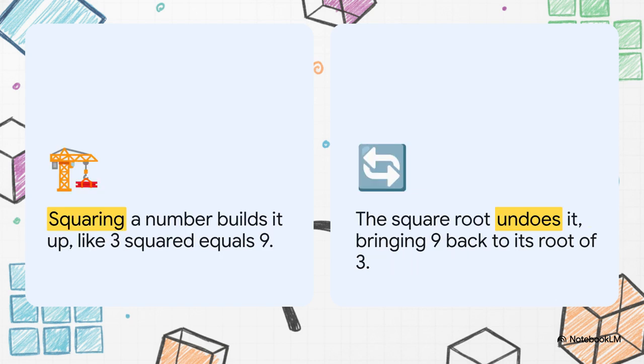Now, this brings us to what I like to call the undo button in mathematics. Squaring builds a number up, right? 3 squared equals 9, but the square root, represented by that little checkmark-looking symbol, brings it right back down to its root base. Asking for the square root of 9 is really just asking, hey, what identical pair multiplied together gives me 9? The answer, of course, is 3.